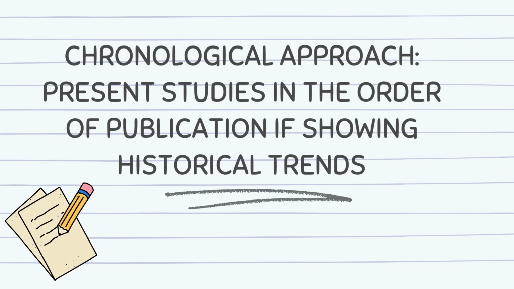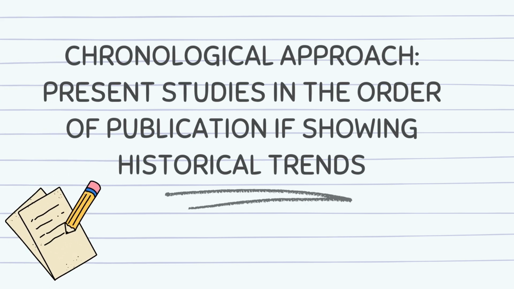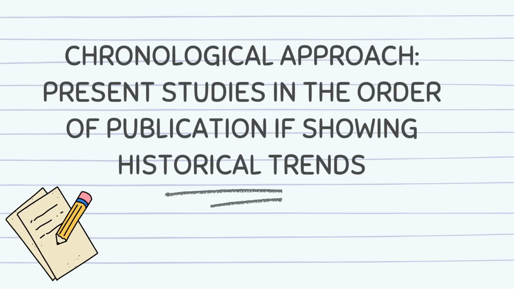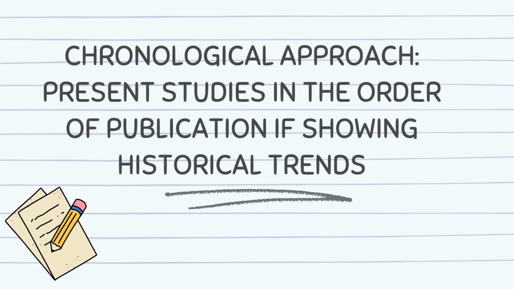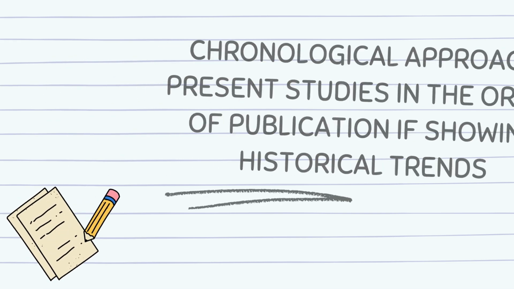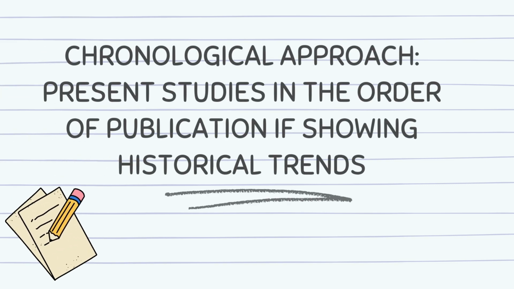Conclusion: the chronological approach is a valuable method for organizing literature when showing historical trends, theoretical evolution, or shifts in research focus. By carefully structuring studies based on publication order, researchers can trace the development of ideas, identify research gaps, and provide context for the present study. When applied effectively, this method ensures a coherent, well-organized literature review that demonstrates a clear progression of knowledge in the chosen field.